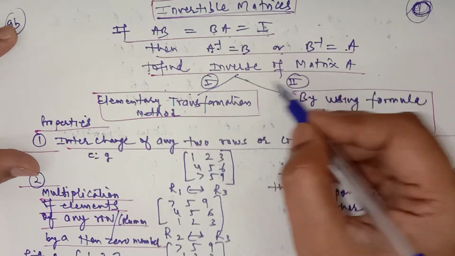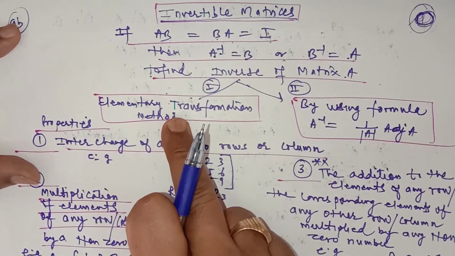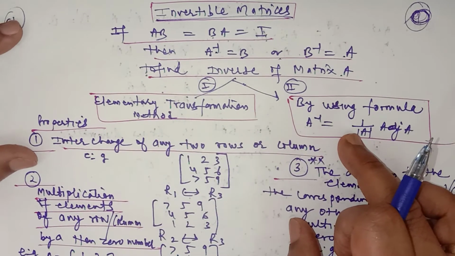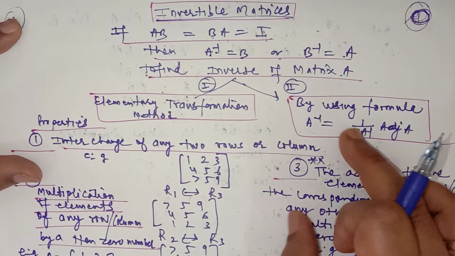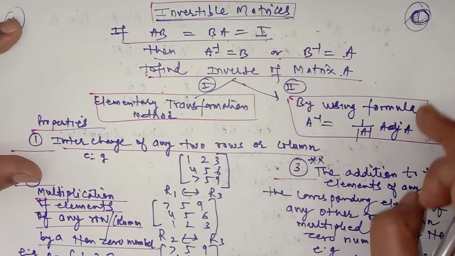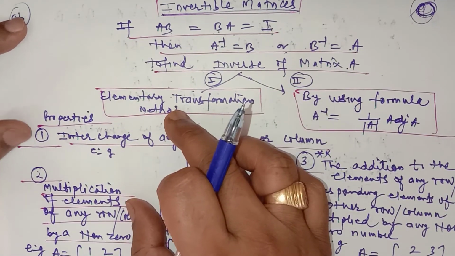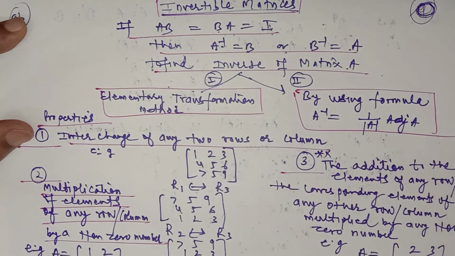Now we can find the inverse of the matrix A by two methods. The first method is the elementary row or column transformation method, and the other is by using the formula, which we'll do in the next chapter on determinants: A inverse equals 1 upon determinant of A into adjoint of A. We'll discuss this in the next chapter. In this next exercise we'll discuss the elementary transformation method to find the inverse of a matrix.